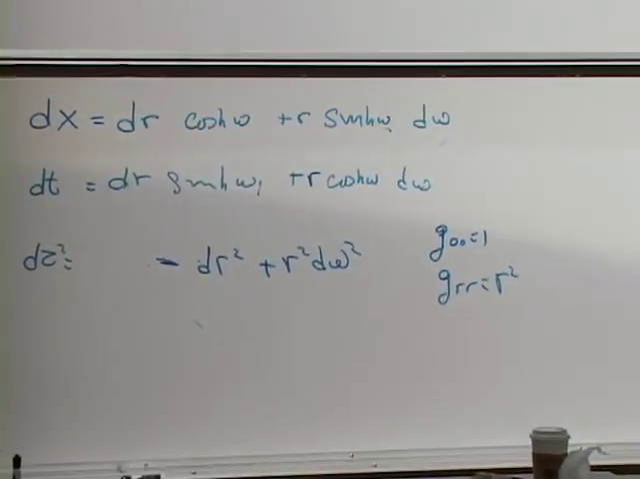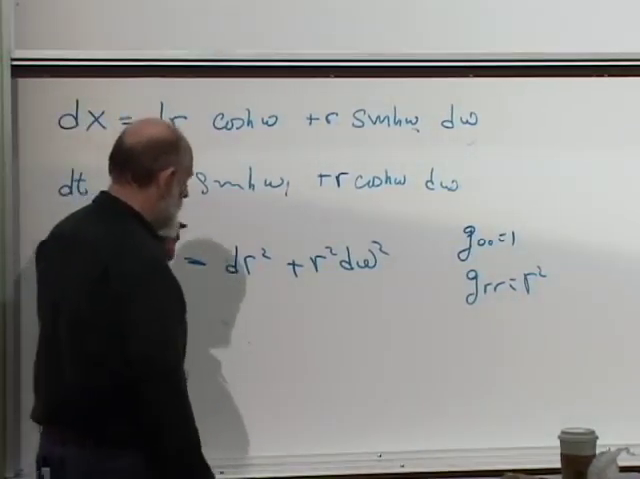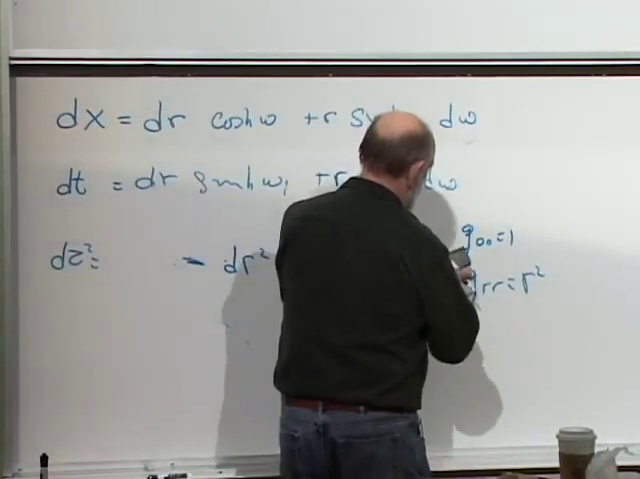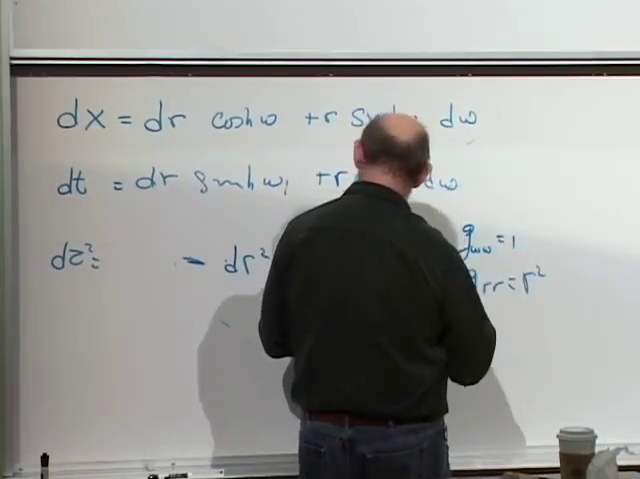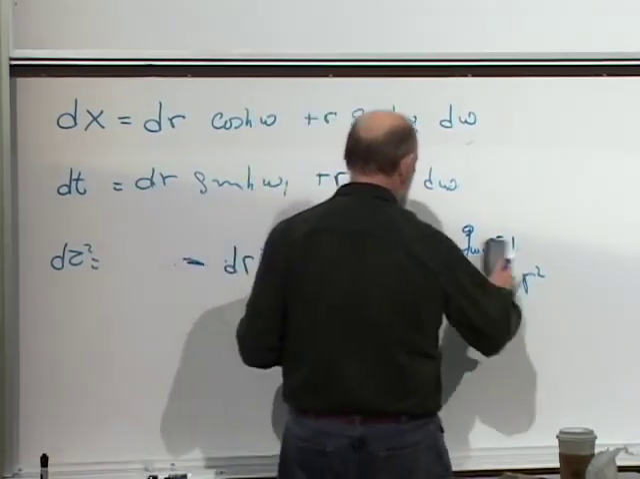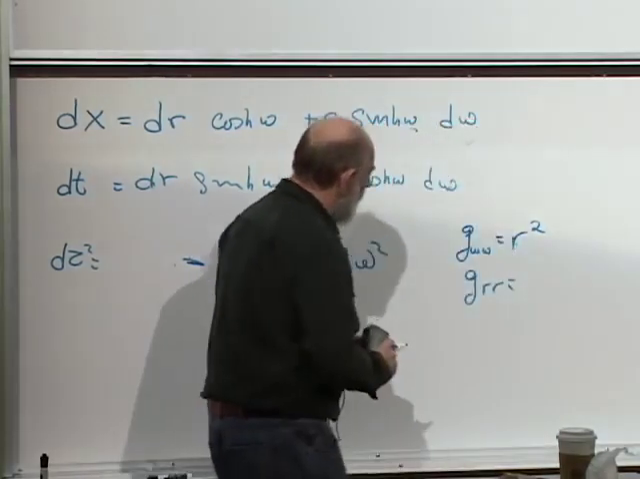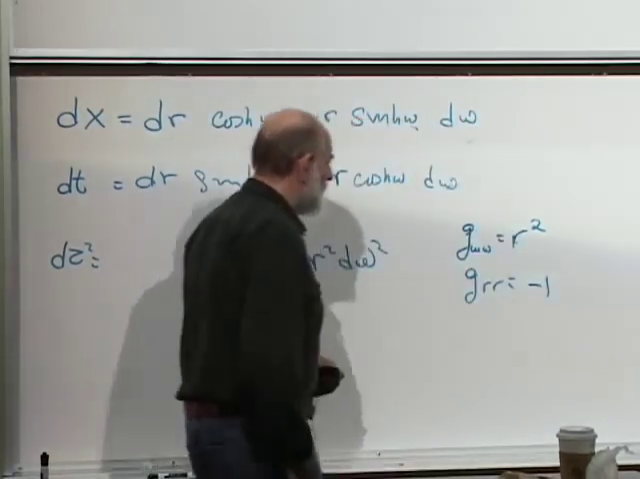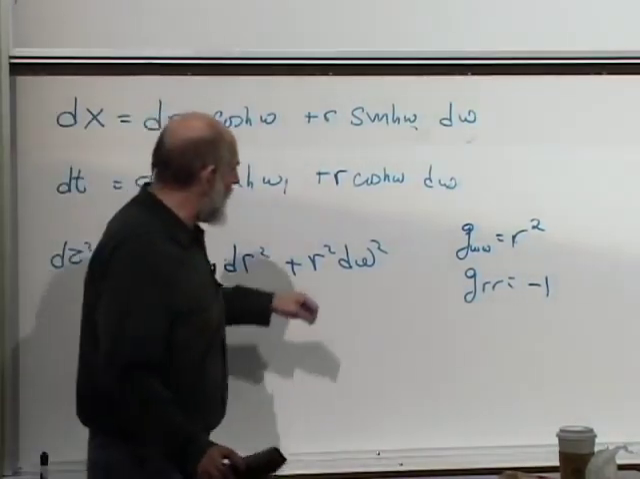Incidentally, the other components of the metric: g omega omega equals 1. G r equals minus, no, r squared. And g r equals minus 1. This is kind of an interesting metric here.